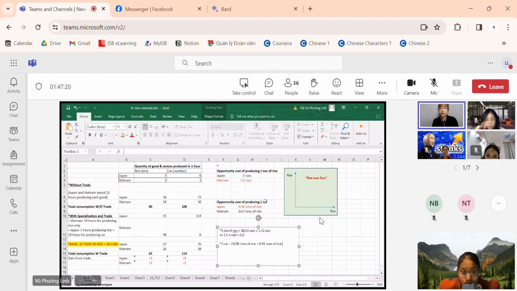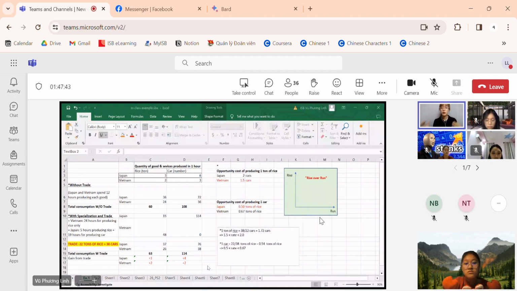And if we talk about car basis, the conclusion is very simple. The trading rate must be within the range. This means larger than 0.5 and smaller than 0.67, so that we can determine the suitable trading rate. Whether we talk about car basis or rice basis, it's up to you.